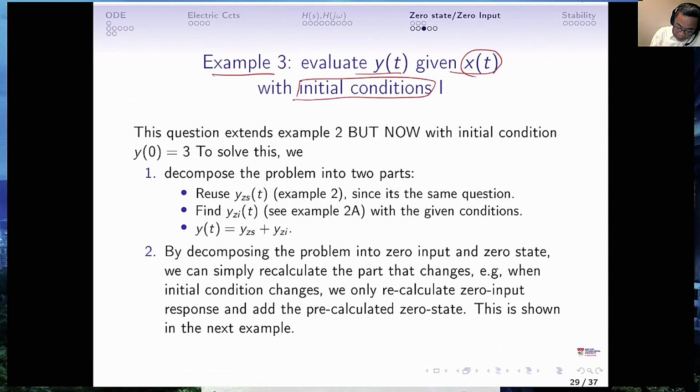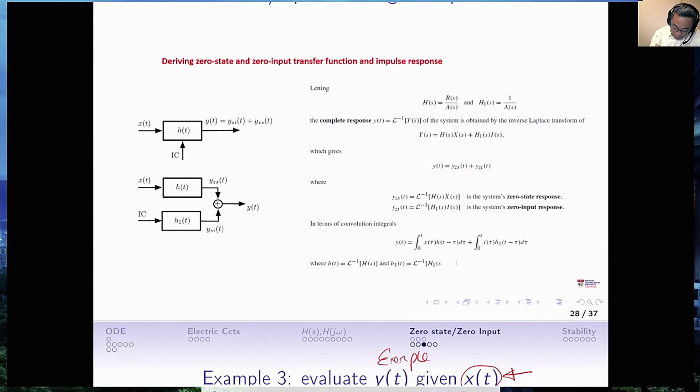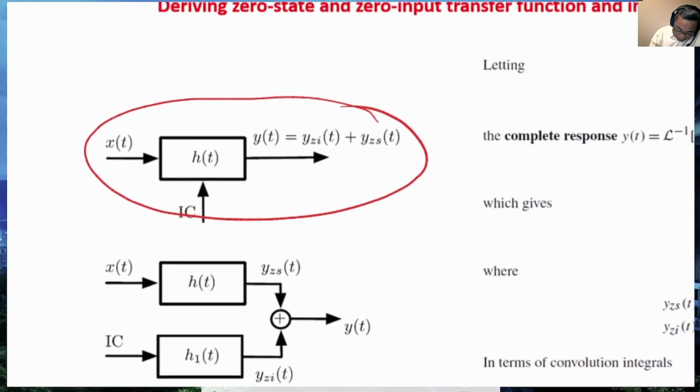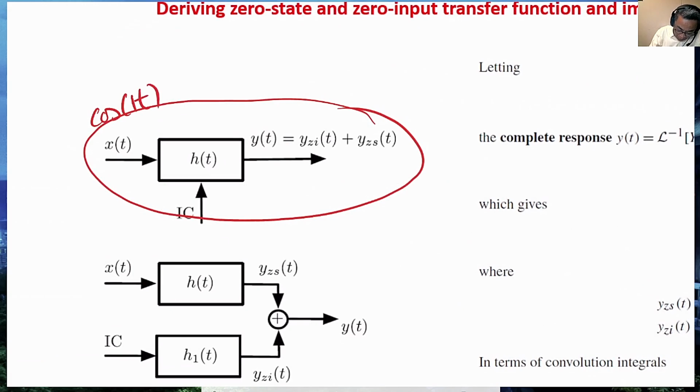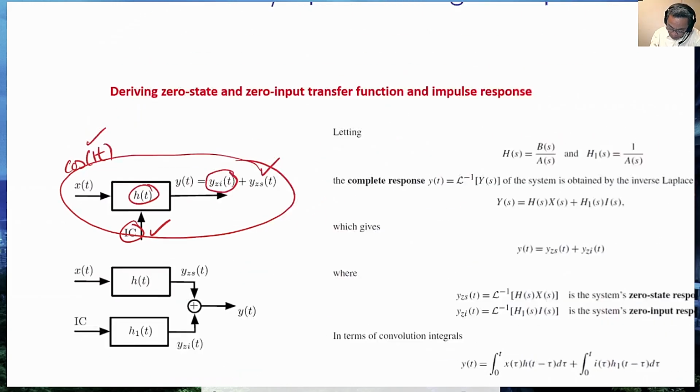Okay, welcome back. So in this example 3, we're going to do example 2 again, with the same xt but with initial conditions. So we are trying to solve this problem here. We have the same cosine 1t, and we have some initial condition, and we have that decaying exponential as ht. So the new thing we are solving for is with initial condition. That means we are solving for y0 input because we already have y0 state. Okay, all right, let's see.